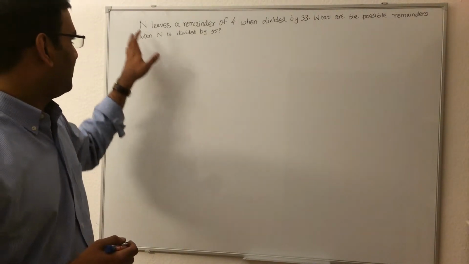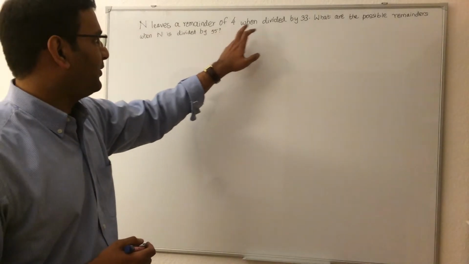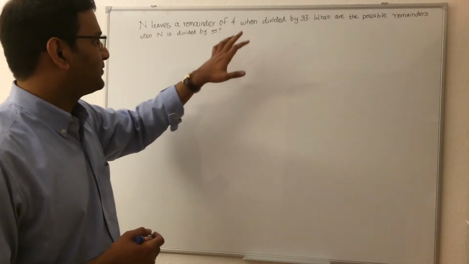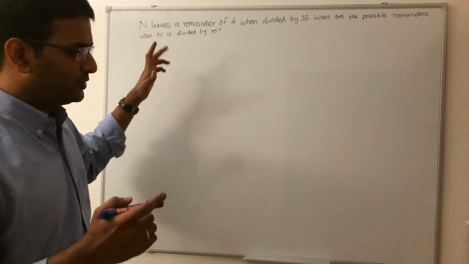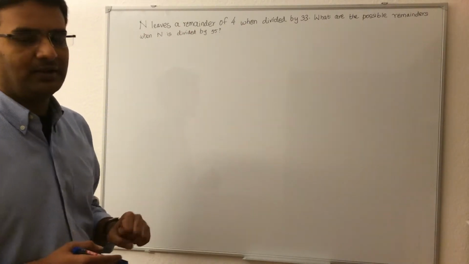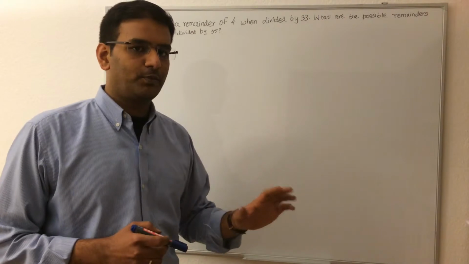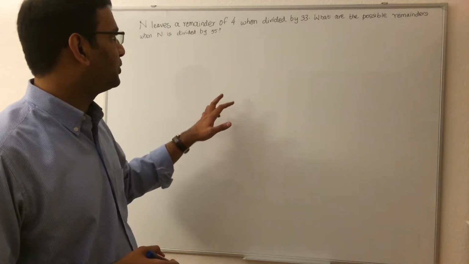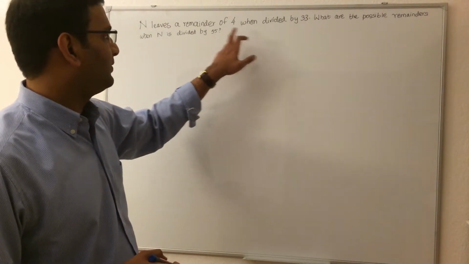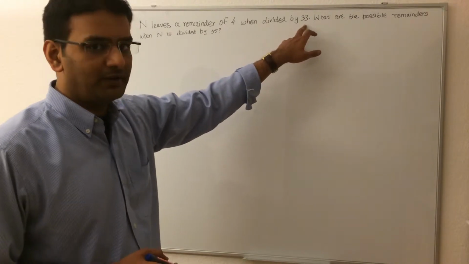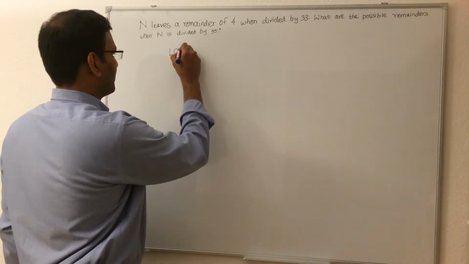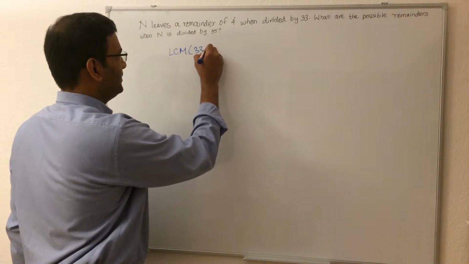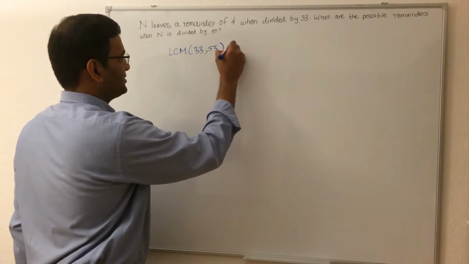So we have a number n that leaves a remainder of 4 when divided by 33, and we are asked to find what could be the possible remainders when n, which we don't know, is divided by 55. The first step in solving such a problem is to calculate the least common multiple, because we could easily see that we have 55 and 33, which have a common factor 11. So the least common multiple of 33 and 55 would be 165.